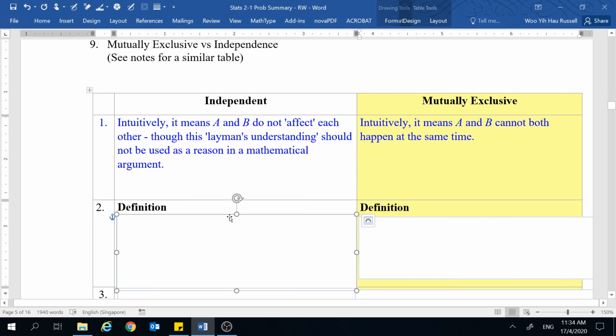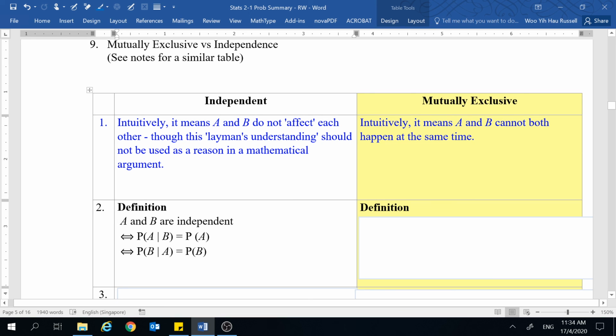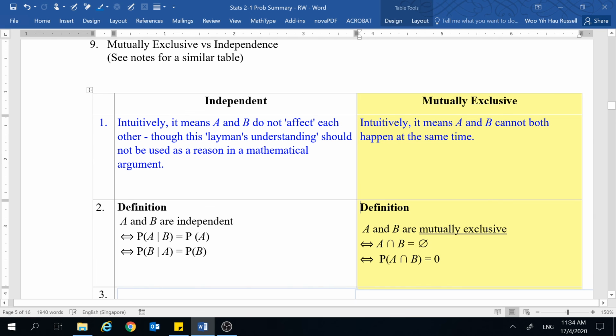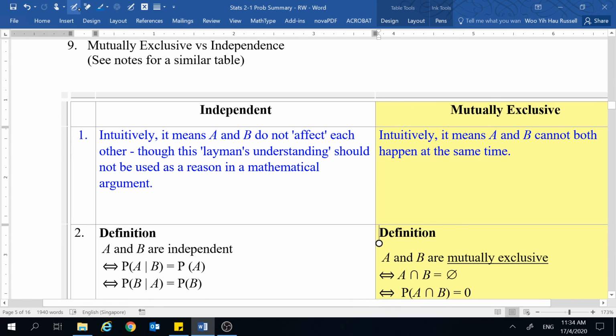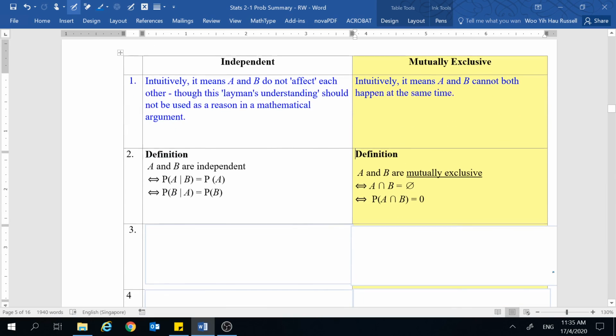What about the definition? This one I mentioned earlier. They are independent if probability A given B equals probability A, and probability B given A is probability B. And later I talk about the intersection. Mutually exclusive just means the Venn diagram is like that. Probability A intersect B is equal to 0. Alright? Which means A and B are like that.